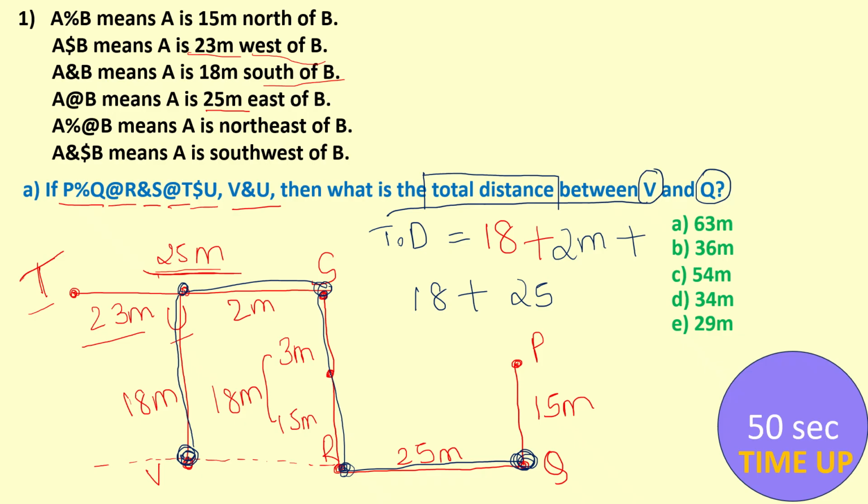So what is the answer when you add 18 plus 2 plus 18 plus 25? It is 63 meter. So answer A is the correct option. 63 meter is the correct option. Okay.